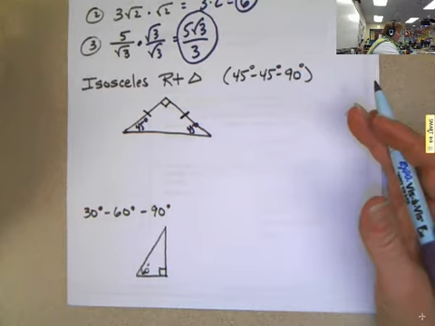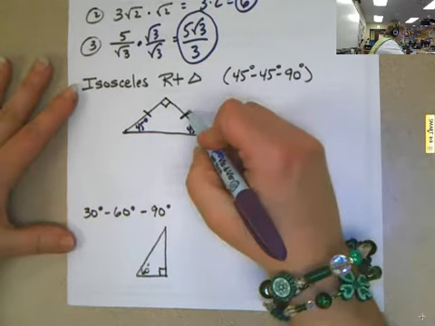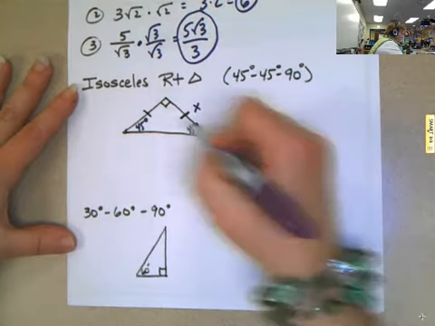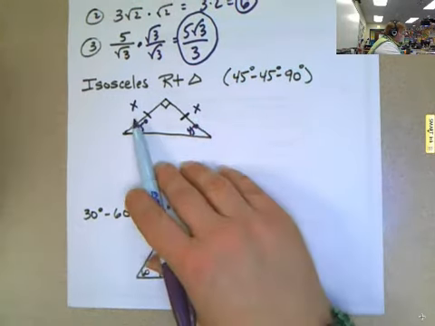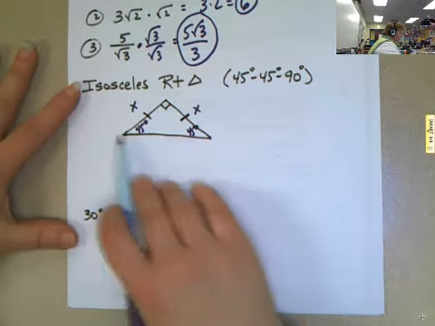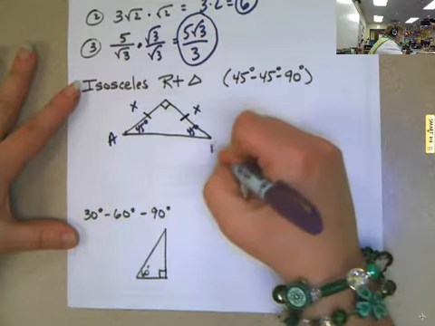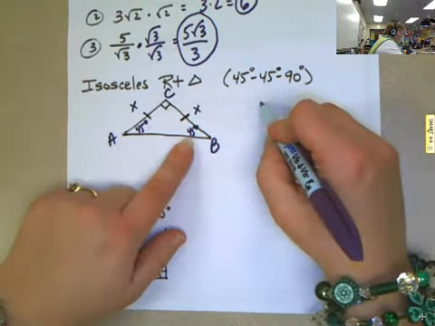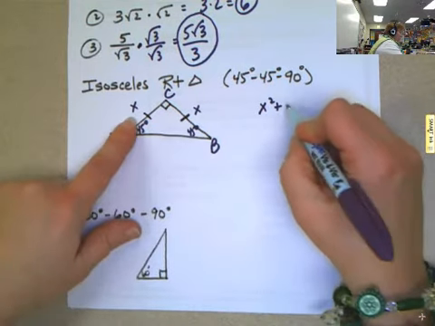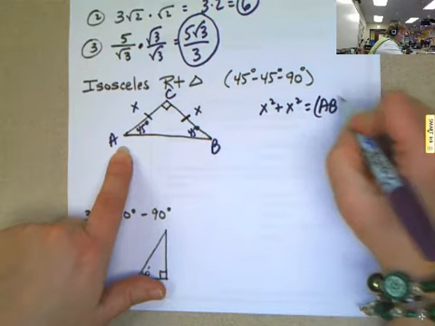Now, like triples, we can use these special triangles with patterns. So if I know that this leg is congruent to this leg, if I use x to represent one, I can certainly use x to represent the other one. But let's figure out what this would be then. So I'm going to label this triangle ABC, and I'm going to use the Pythagorean theorem. I know that x squared plus x squared is equal to my hypotenuse squared.